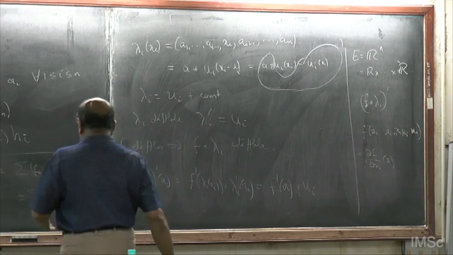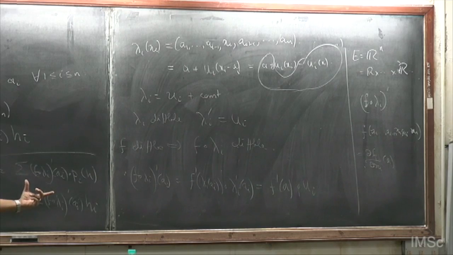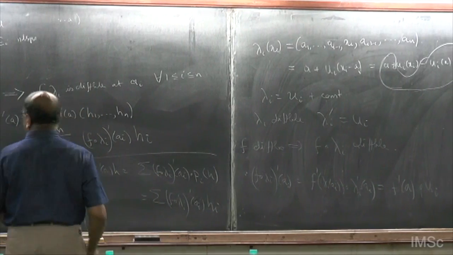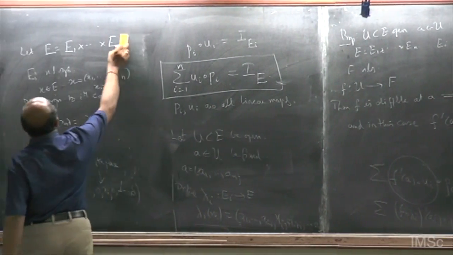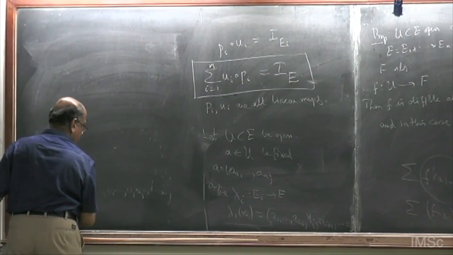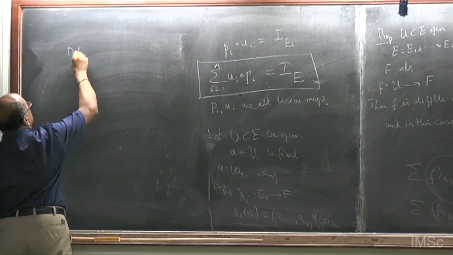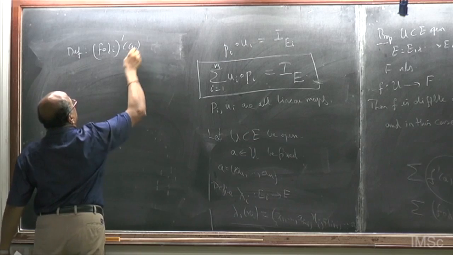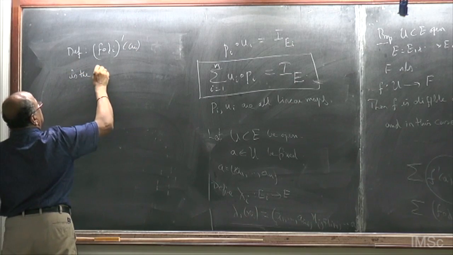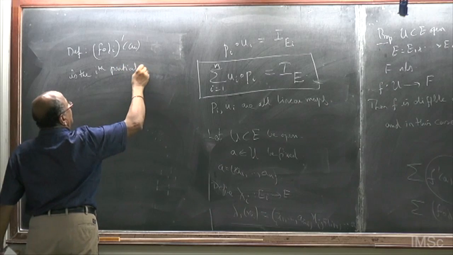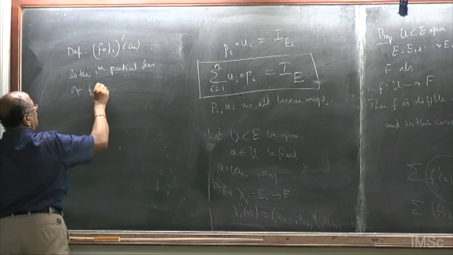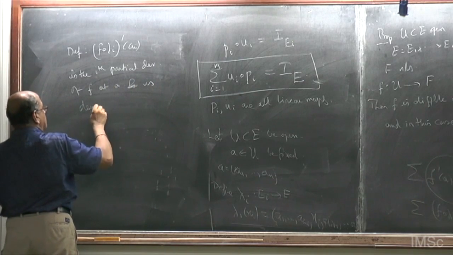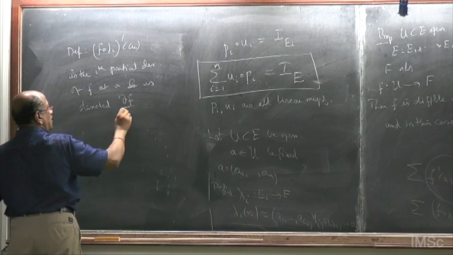So, for the same reason we will call these derivatives the partial derivatives of f at a. Definition: (f composed with lambda I) dash at ai is the ith partial derivative of f at a and is denoted df by dxi.